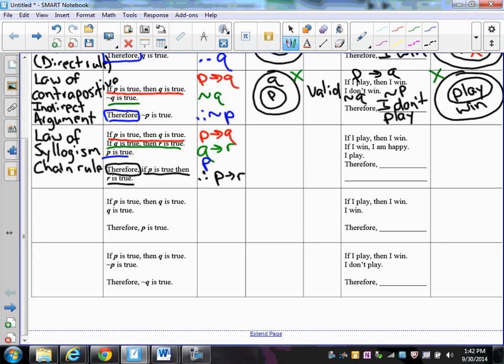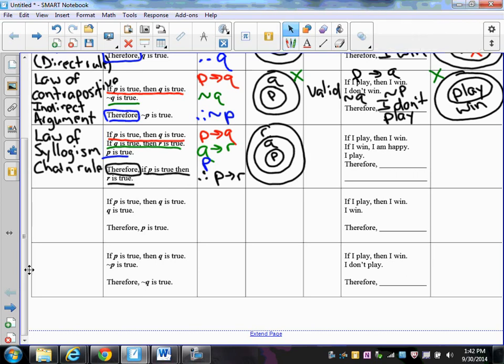So to draw this one, we have P on the inside, Q further out, and then we have a third circle, which is R. So what we have is P is true. So that's what I had in blue. P is true, so that means I'm inside the first circle, which means I'm inside Q and I'm inside R. This is valid. The law of syllogism, again, it's another law.